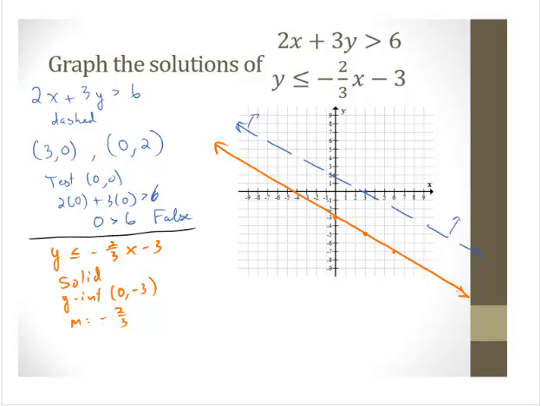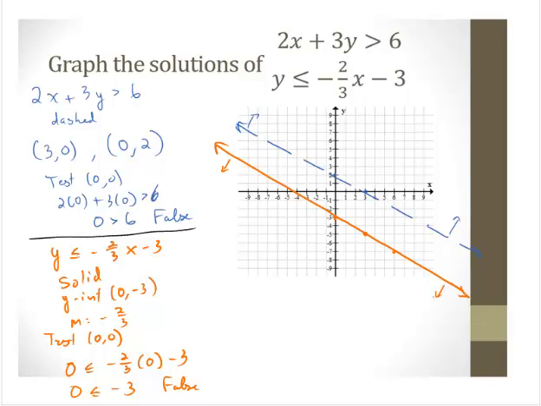Let's see. Again, I can test the origin. Is 0 less than or equal to -2/3 of 0 minus 3? 0 is less than or equal to 0 minus 3, which is -3. Is 0 less than -3? That's false. So if that were an individual inequality, I would shade below that orange line.